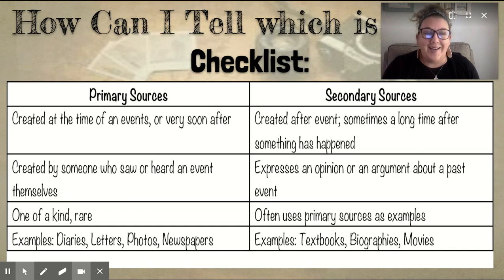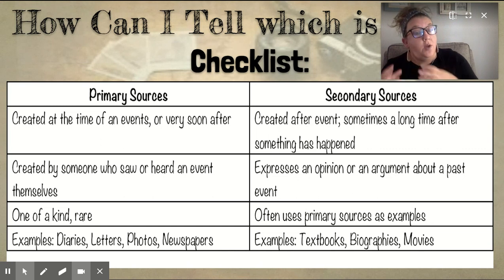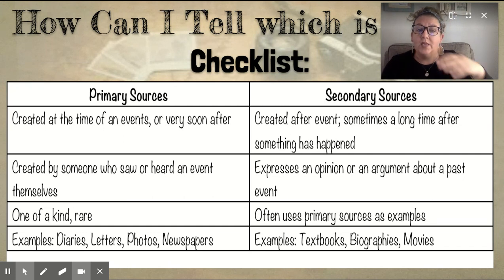But it is an analysis of the event. It is us looking at history critically and coming to a conclusion. But we weren't there, so we can't say with exact certainty exactly how it happened, but how we're interpreting it. Often they use primary sources as examples, and they use primary sources to help inform them. Textbooks, biographies, documentaries, movies.